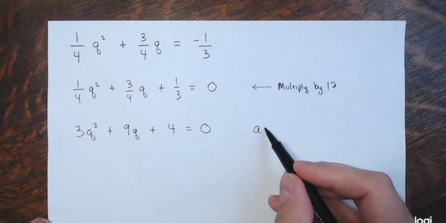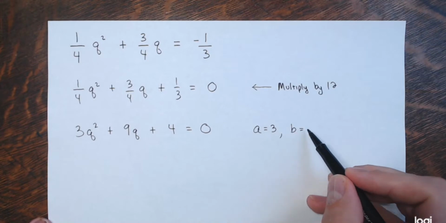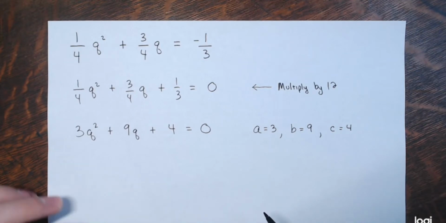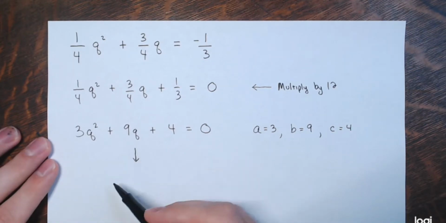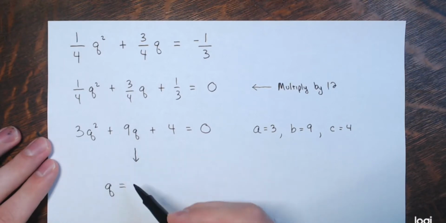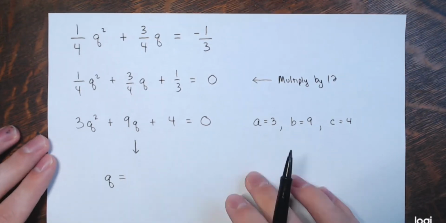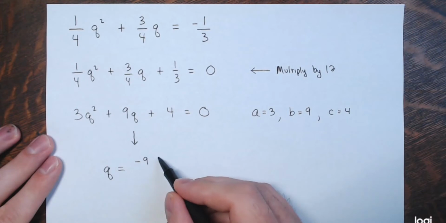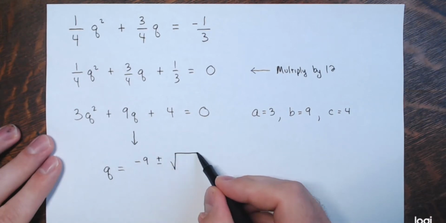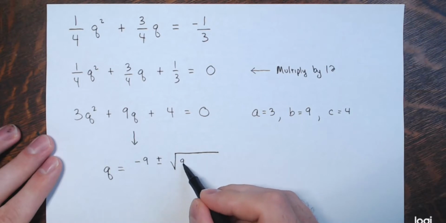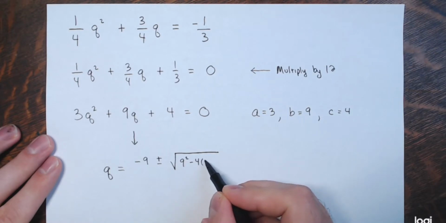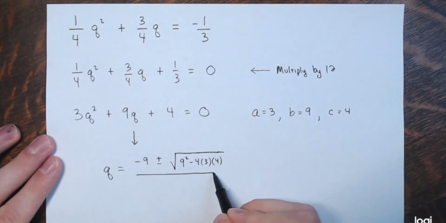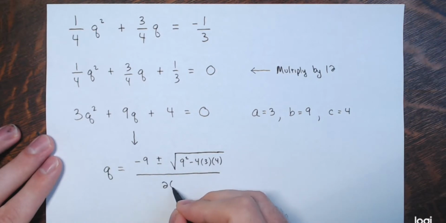The value of A here is 3, the value of B is 9, the value of C is 4. Okay, and jump right to the solutions. We're in standard form, so we can jump right to the quadratic formula. Q equals the opposite of B, so negative 9, plus or minus the square root of the discriminant, B squared, 9 squared, minus 4 times A times C, 4 times 3 times 4, and then all this divided by 2A, divided by 2 times 3.